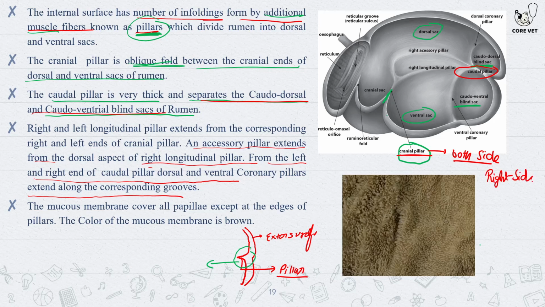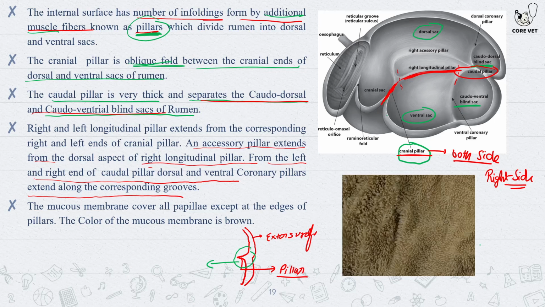If we see the aspect of the right side, what will happen? So from the cranial, this is the cranial pillar, right? From the cranial pillar there is an extension of a right longitudinal pillar. From here to here, this is the right longitudinal pillar, right? And which pillar is the right longitudinal pillar extending from? It is extending from the cranial pillar.